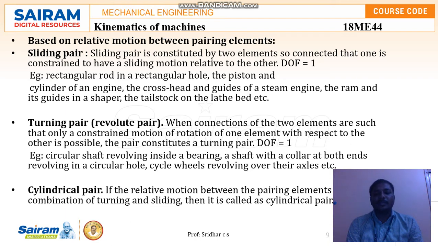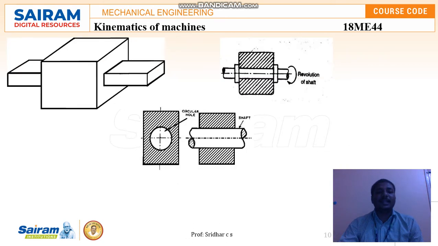So this is what we call a cylindrical pair, and here we have 2 degrees of freedom. One degree of freedom produces turning, and the other produces sliding. You can see the circular hole providing one motion, and the shaft which is rotating providing the other motion. Both the turning and the sliding motion take place, so you have 2 degrees of freedom.